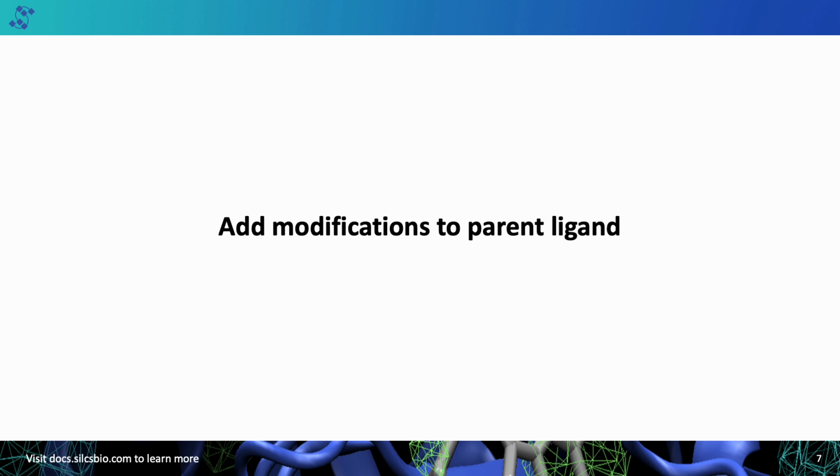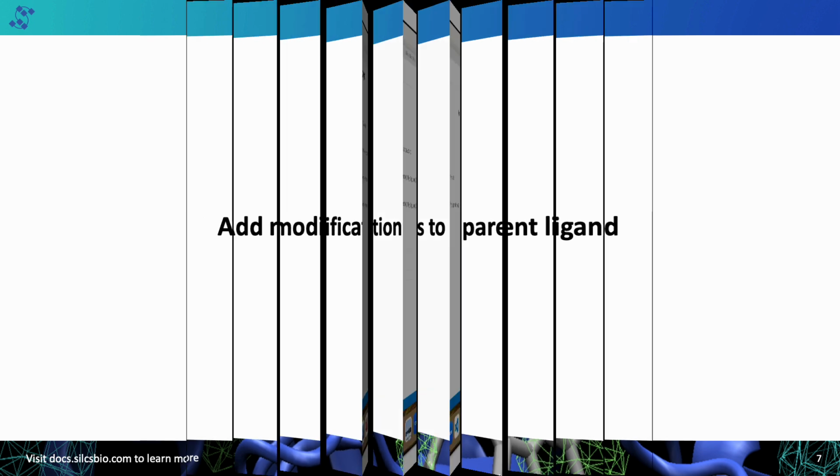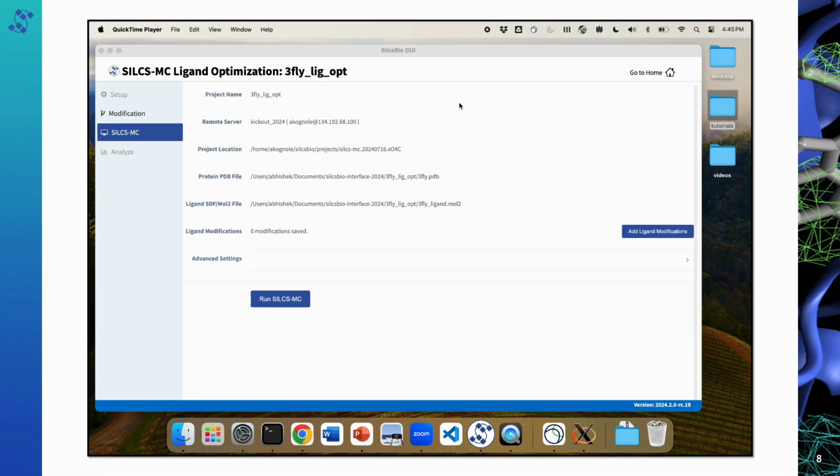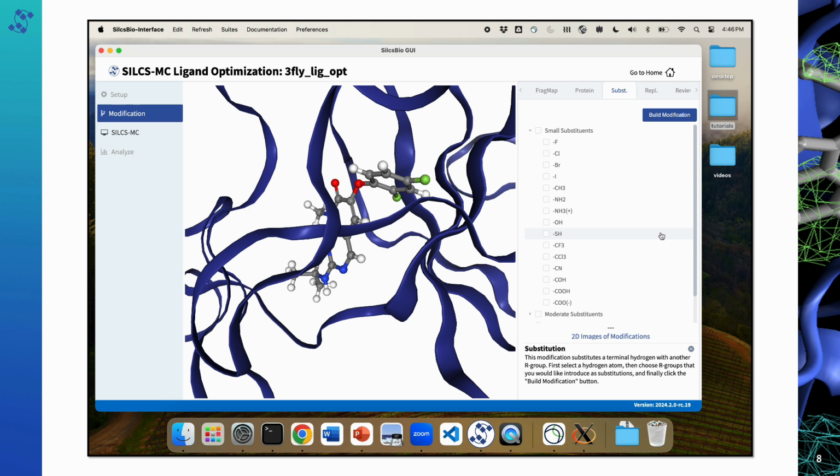Next, we modify our ligand for optimization. On the next page, we can see a summary screen with the project name, remote server, project location, protein PDB file, ligand STF or mol2 file, and ligand modifications. The entry ligand modifications will state 0 modifications saved and have a button labeled Add Ligand Modifications on the right side. Let's press this button to select modifications to the parent ligand.